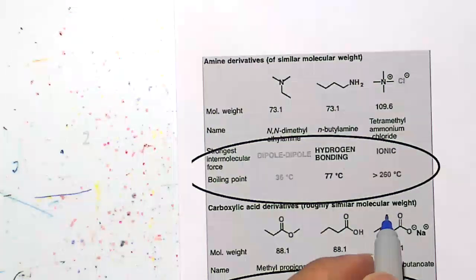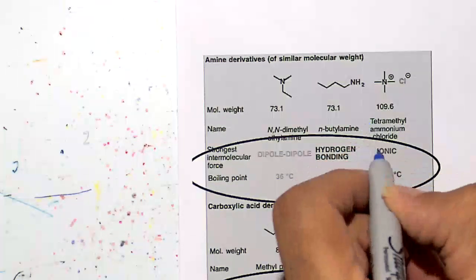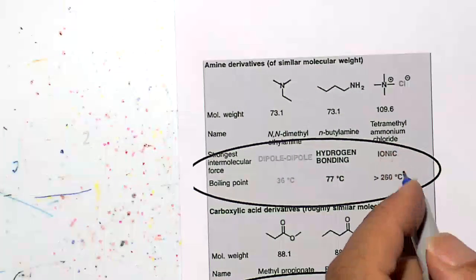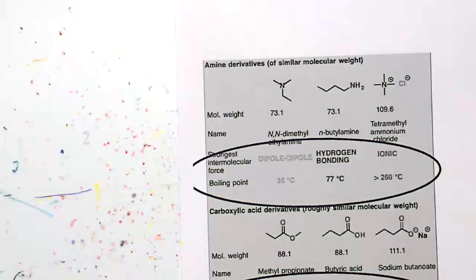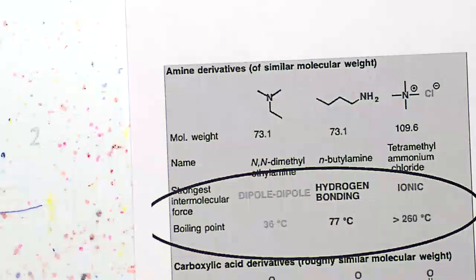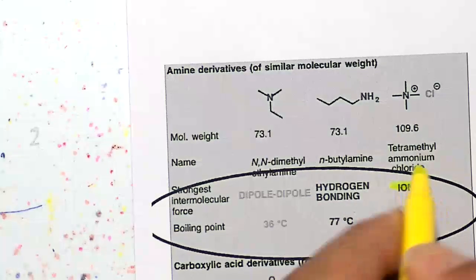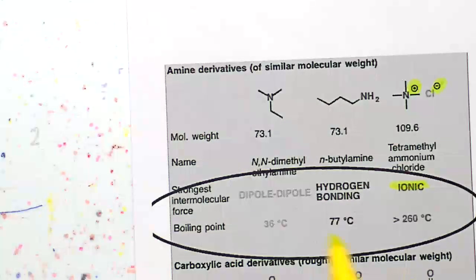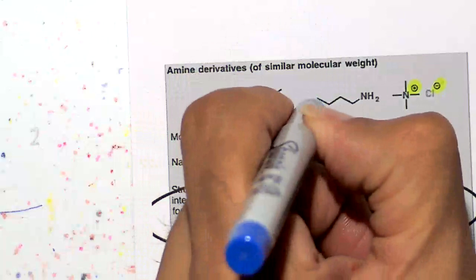All right, why do you think tetramethyl ammonium chloride has such a high boiling point? Why is it? Okay, the answer is right here, ionics. See, you have a full positive with a full negative. Okay, why does N-butylamine have a boiling point of 77 degrees?